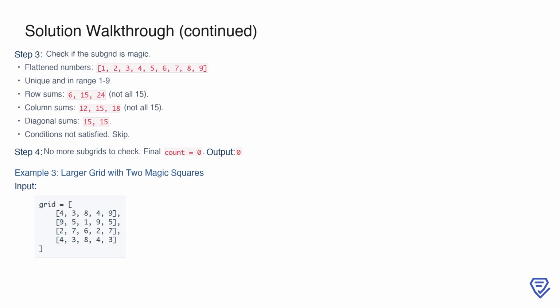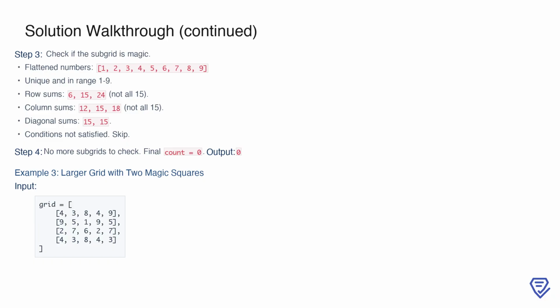For this subgrid, we start by flattening the numbers into a list: 1, 2, 3, 4, 5, 6, 7, 8, 9. These numbers are unique and fall within the range of 1 to 9, so they pass the first condition. However, when we calculate the sums of the rows, columns, and diagonals, we notice that not all of them are equal to 15. Specifically, the row sums are 6, 15, and 24, while the column sums are 12, 15, and 18. The diagonal sums are both 15, but since the row and column sums do not meet the magic square condition, this subgrid is not valid.